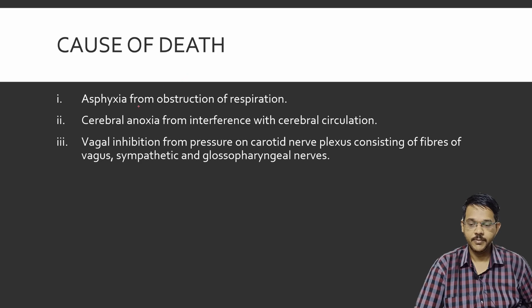Causes of death in throttling: the commonest is asphyxia by obstruction of respiration. Then cerebral anoxia because of compression of cerebral arteries. Next is vagal inhibition from pressure on the carotid nerve plexus, which consists of fibers of the vagus, sympathetic and glossopharyngeal nerves. As I mentioned in previous videos, stimulation of this can lead to reflex vagal inhibition, and the vagus, which innervates the heart, can cause stoppage of the heart.